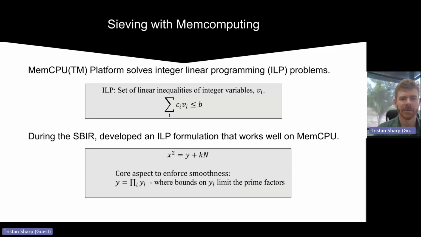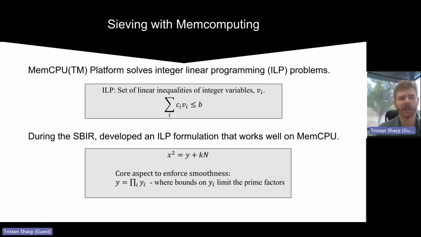So during the SBIR, I did many things, but one was using MEM computing for sieving. Now, a MEM computing platform solves integer linear programming problems, which the reason that it was developed this way is because industry uses ILP problems for a lot of its work. So we want to be applicable to industrial problems. This is the most basic description for what an ILP formulation is: linear inequalities between integer variables. And so during the SBIR, I put in quite a bit of effort, and developed this ILP formulation that works well on MEM computing.